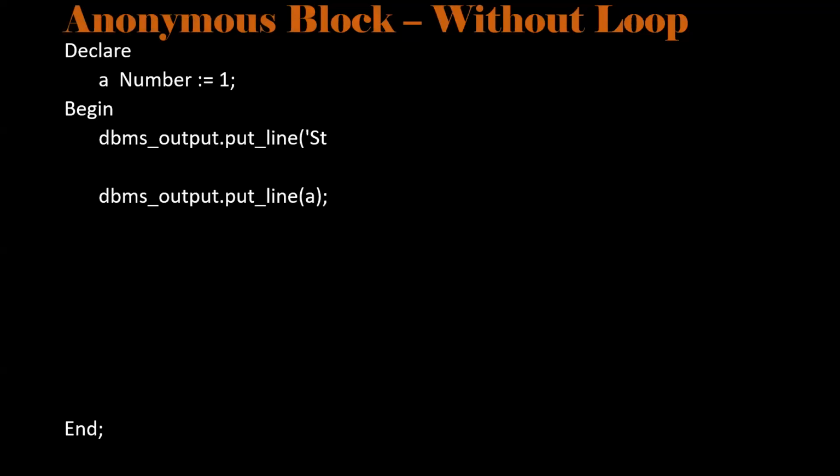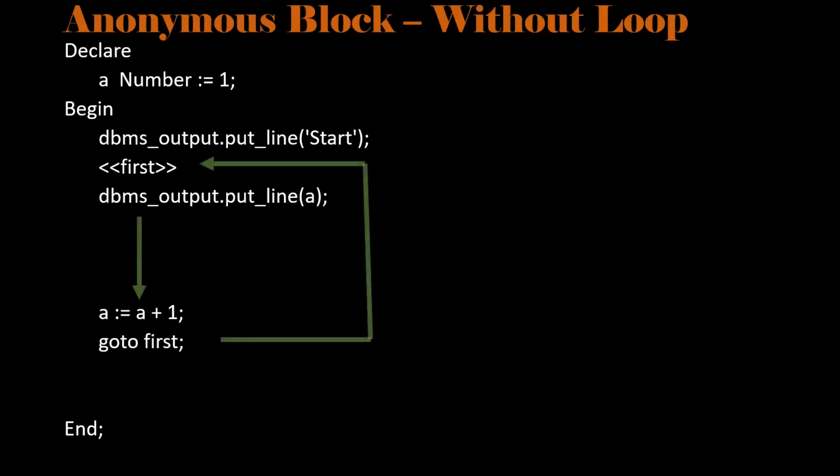A is declared and initialized with value 1. So if you execute this block, what will happen? Start will be printed, A has 1, so 1 will be printed. As we are incrementing with 1, A has A plus 1, now A has 2. Go to first, it will go to first and it will print the value 2. Again we are incrementing 2 plus 1, so A has 3. Go to first, it will print. So now A has 3.